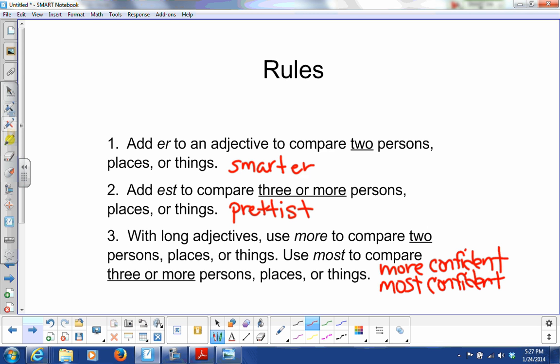person in the room. Okay, you see how I didn't change confident at all? I didn't add an ER, I didn't add an EST. I put more confident. So it wouldn't be more confidenter, more confidentist, nothing like that. You do not change the word when you are using more or most.